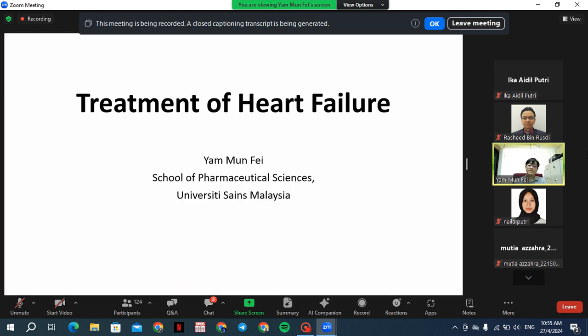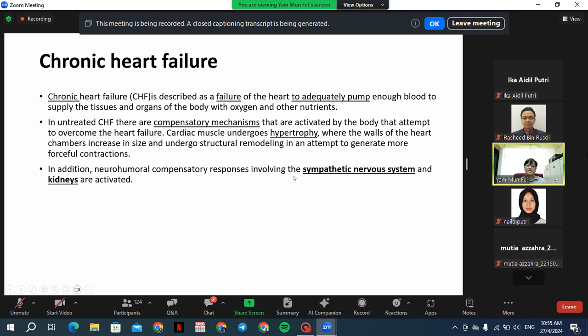So for the second topic, we are going to discuss heart failure, how to treat heart failure. The definition of heart failure is that the heart is not able to pump an adequate amount of blood to your organs. The definition is quite straightforward, isn't it? Your heart cannot pump sufficiently, and cannot pump adequate blood to your organs. Then we consider it chronic heart failure.